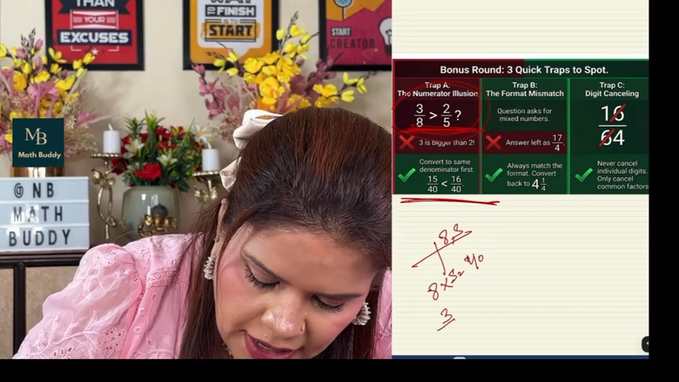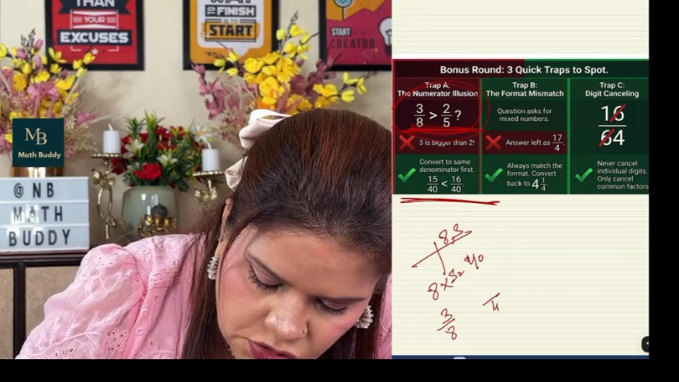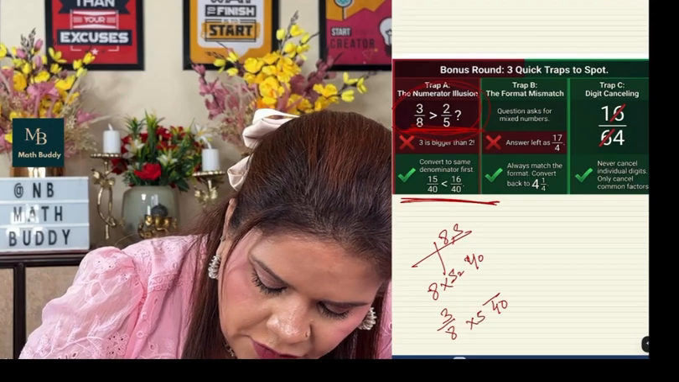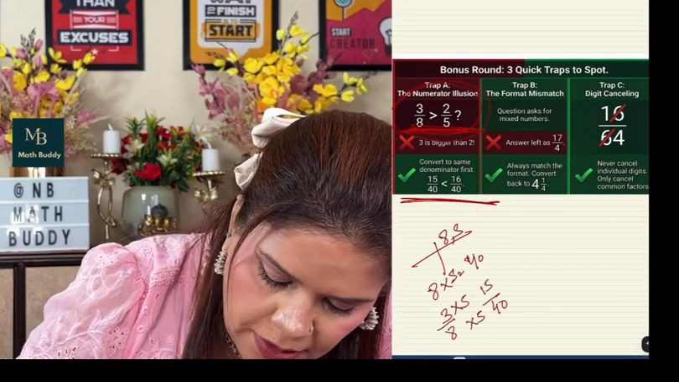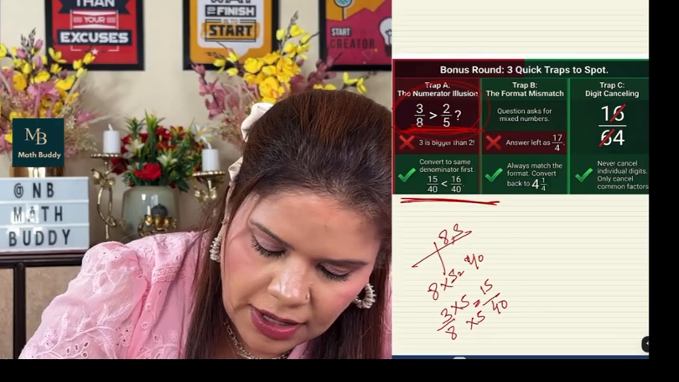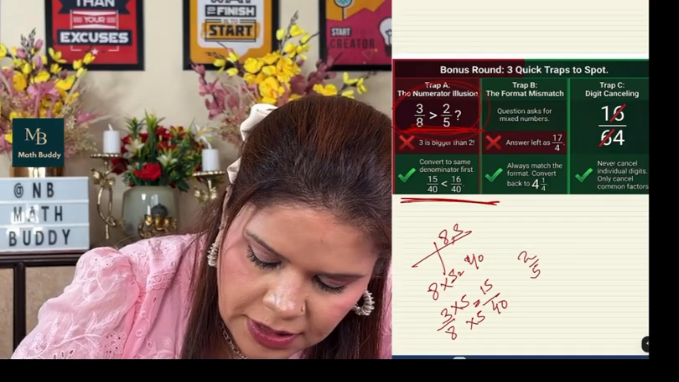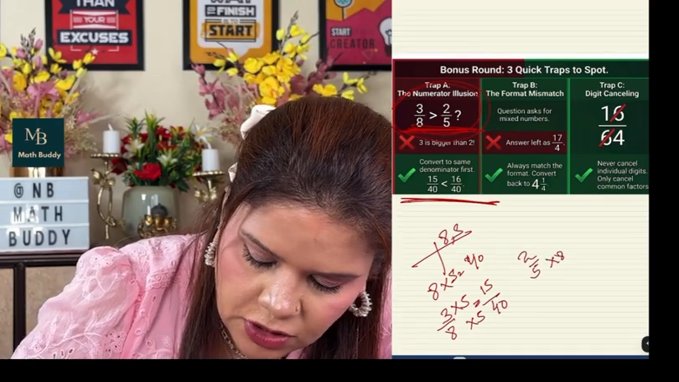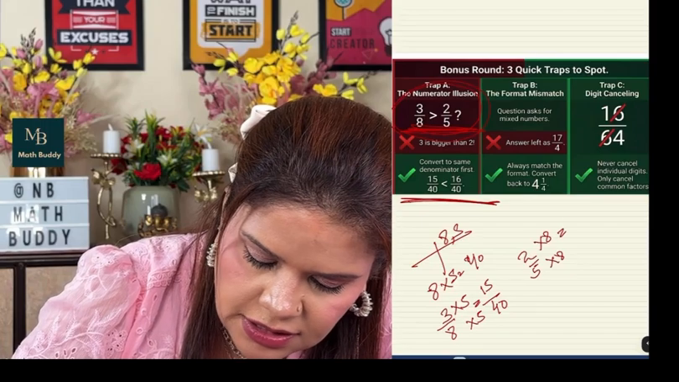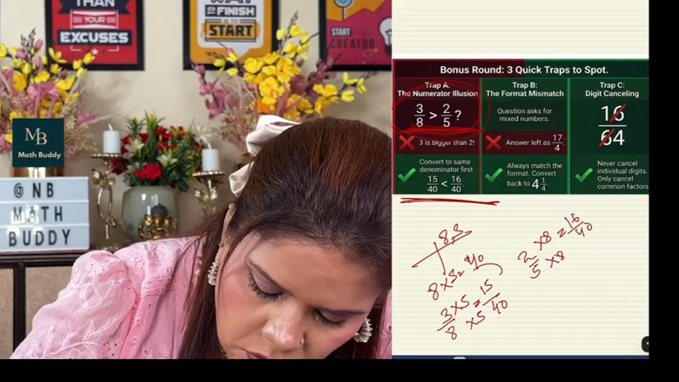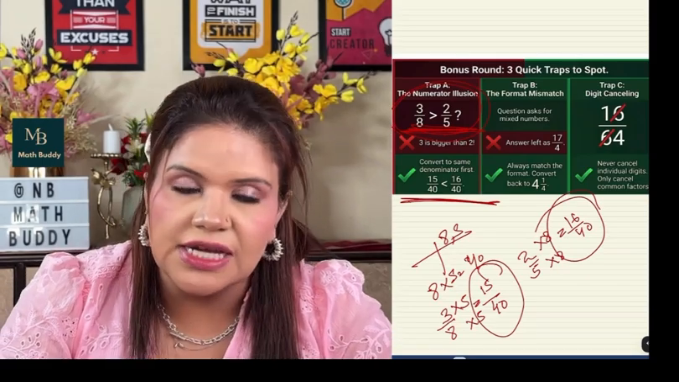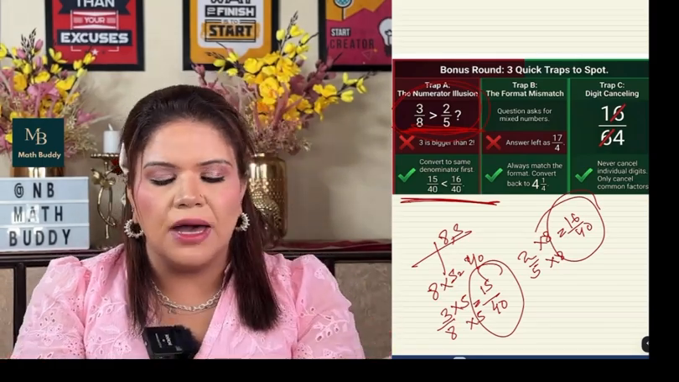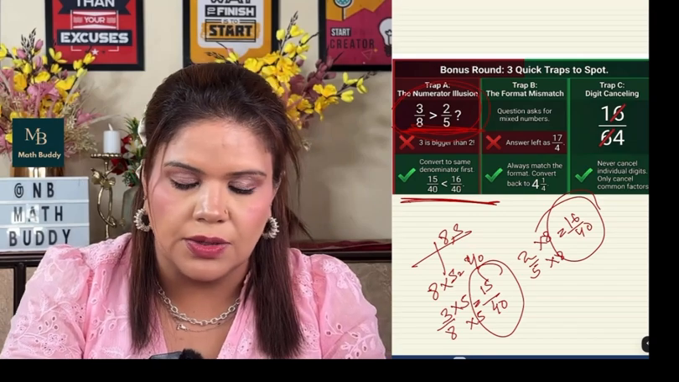So 3 by 8, if I have to change this to 40, I will multiply this by 5 and this by 5. So the fraction will become 15 by 40, and 2 by 5 will become 5 8s are 40, so I will multiply this by 8, giving 16 by 40. Now you can compare these by looking at the numerator. So 16 is greater. You can't compare just by looking at them like this.